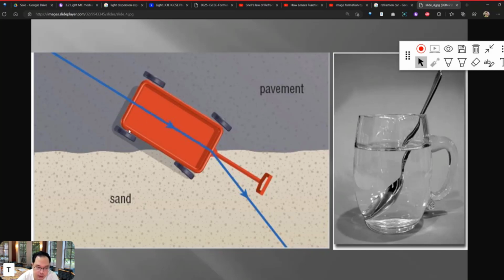The two back wheels here and the other wheel on the other side still travel at the old, faster velocity, and this single wheel, which enters the sand region first, is slowed down, having lower velocity, and therefore the car is refracted in this direction. This wheel travels a shorter distance, and these two wheels travel a faster, longer distance. And therefore the car is turned in this direction.